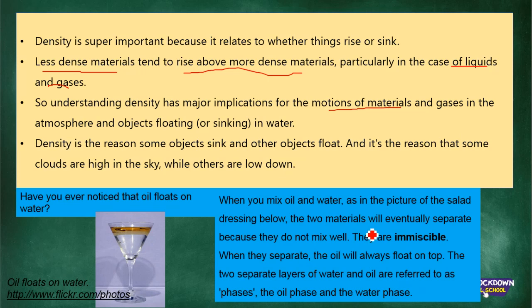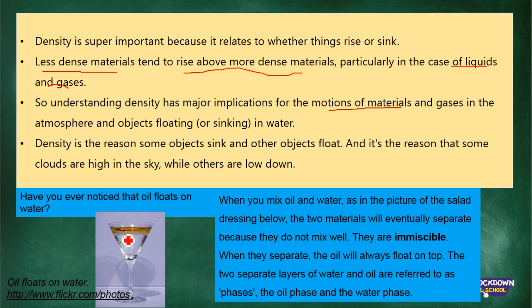Now the two materials will eventually separate because they do not mix well, because they are immiscible. That means that they separate. Now, when they separate, the oil will always float on top. And the two separate layers of water and oil are referred to as phases. So you get the oil phase and the water phase.